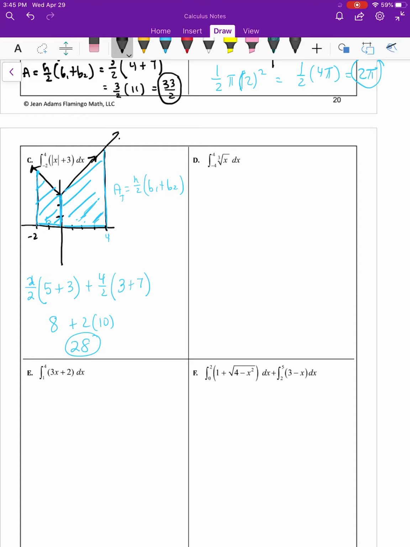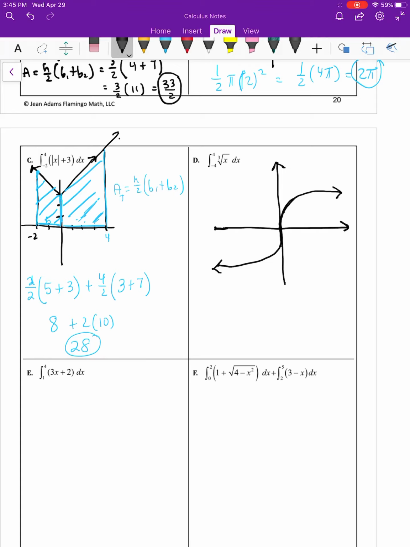Okay, letter D. Cube root of x. Now, you might not remember what the cube root of x looks like. If you don't, go ahead and get your calculator out and look to see what that function looks like. I'm looking for you to draw a picture of it, though, so please make sure that you're not just getting your calculator out to put this in, because we're going to be using a geometric formula to find the answer to this integral. You can check your work using your calculator like that, but I don't want you to use it.